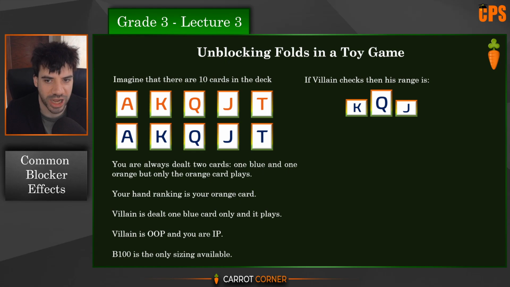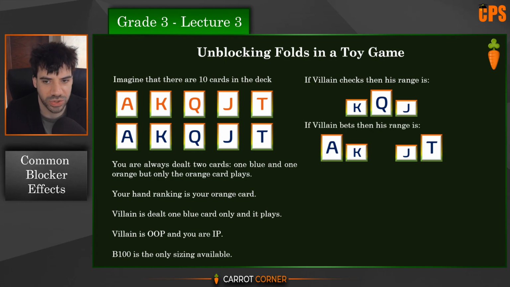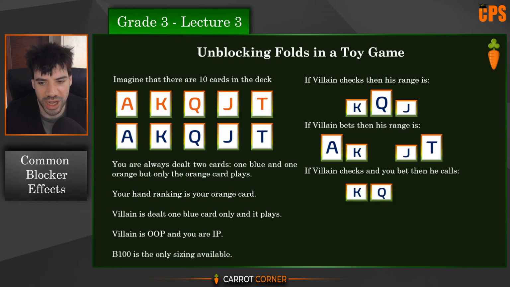So this is villain's checking range. If villain bets though, then their range is going to be this, but we're not going to be concerned with this today, we're going to be more focused on the checking range. If villain checks and we bet, remembering it's a pot-sized bet, that would force our opponent to continue 50% of the time in order to make us indifferent to bluffing, and this is the goal of game theory in any neutral spot, neutral meaning that neither player has a range advantage here. So if villain checks, and we bet, and villain calls, then they're going to always call the king, and sometimes call the queen. They're not going to call the jack.